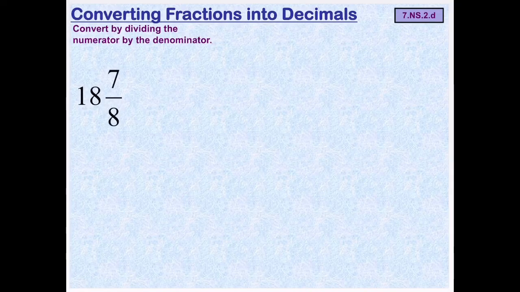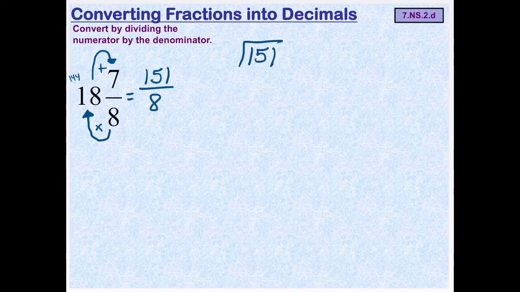Let's convert 18 and 7/8 into an improper fraction. So 8 times 18 is 144, and 144 plus 7 is going to be 151. 8 was the denominator before, and it's our denominator again. So this time we're going to do 151 divided by 8. And just like we have been doing, let's put a decimal point here and add a couple zeros. Add as many zeros as you want, but bring that decimal straight up.